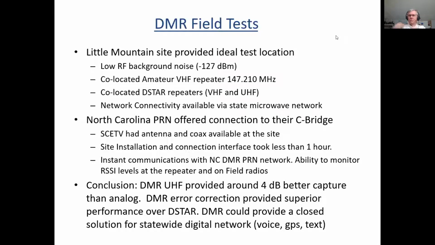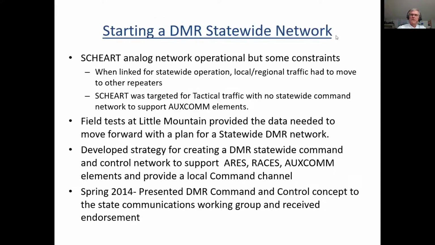For the next few weeks, we ran around doing all kinds of radio tests, comparing it to the 2-meter, comparing it to D-Star, and talking to people all over North Carolina. The conclusion was that DMR provided about a 4 dB better capture ratio than analog, meaning we could get solid signals at the site down to about -123 dBm without any loss. Error correction was way better than our D-Star repeater up there. We also played a little with voice texting and GPS locations. So thus begins the statewide network.